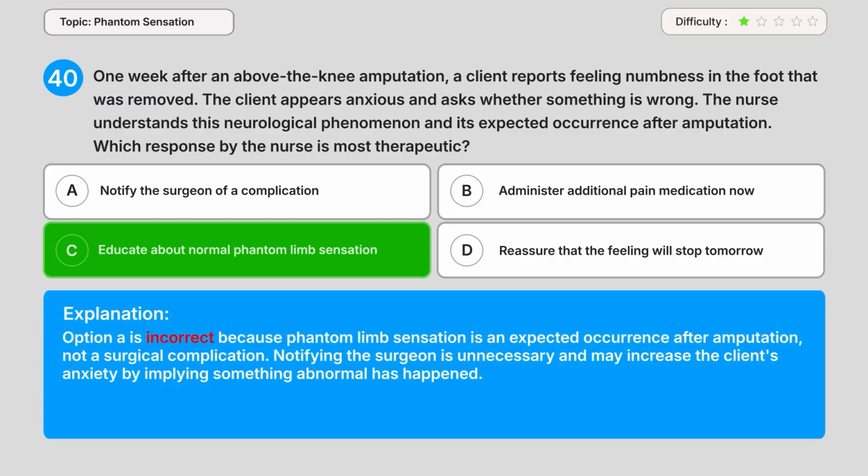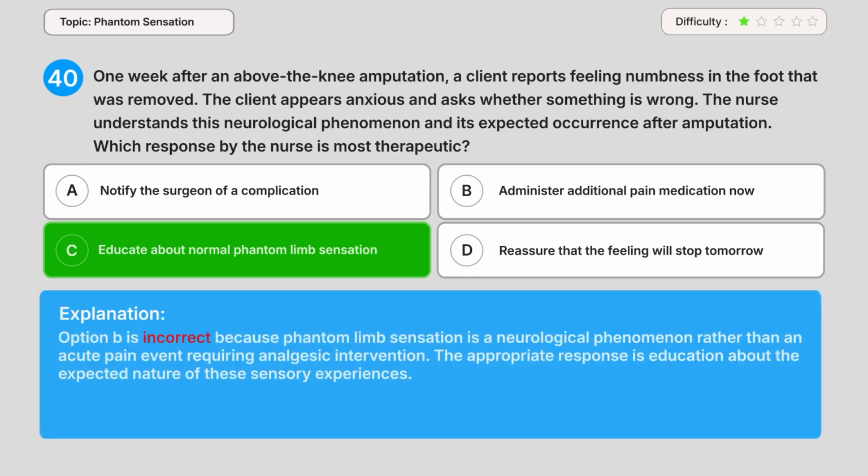Option A is incorrect because phantom limb sensation is an expected occurrence after amputation, not a surgical complication. Notifying the surgeon is unnecessary and may increase the client's anxiety by implying something abnormal has happened.